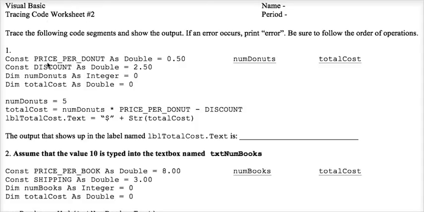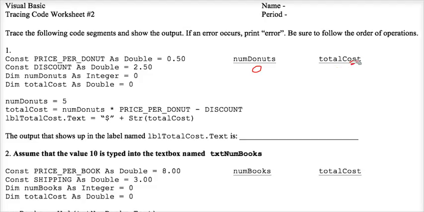The first two lines of code are just declaration statements for constants. Make a note that they're equal to 0.5 and 2.5, respectively. The next line of code, a declaration statement for a variable, so the computer creates an area of memory for the variable numDonuts, and it initializes it with a 0, so you should put a little 0 there. Same way with totalCost as double equals 0. Some people actually show 0.0 to emphasize that that's a double and not an integer. You don't need to do that though, so I'm just going to put the normal 0 there.